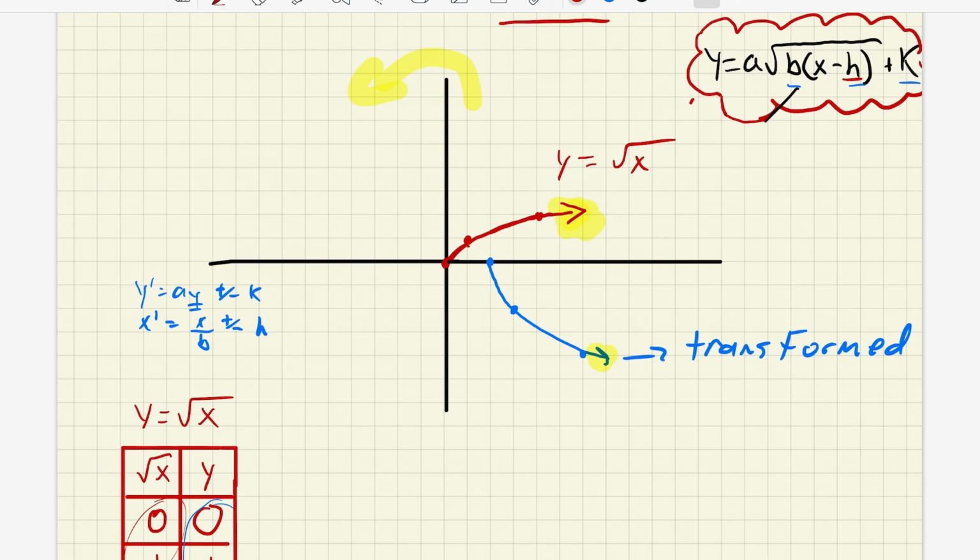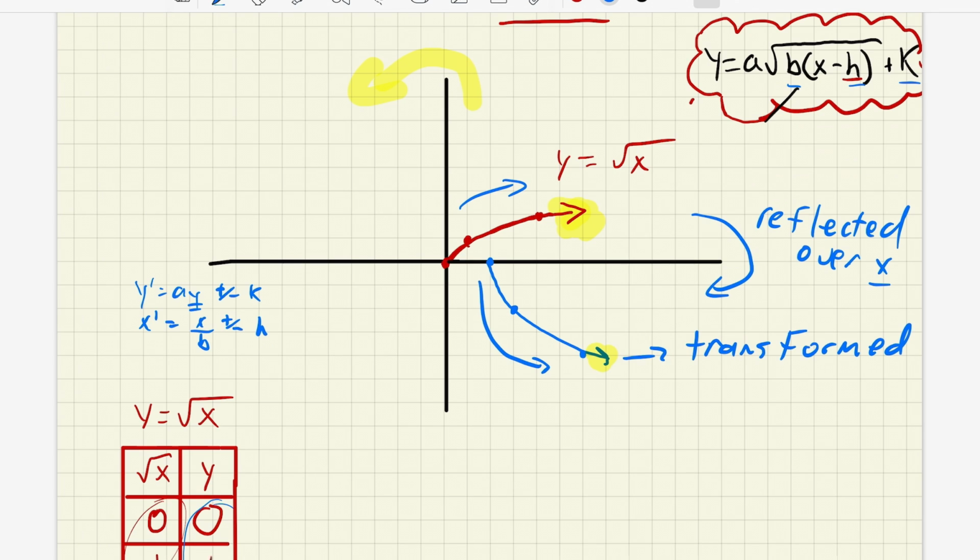What we can see over here is, first and foremost, that the graph has been reflected over the x. And it's not just because it's below the x. We can see that because this graph curves down, whereas the other one curved up. And so when that happens, you know that there's a reflection over the x. So what that tells us is that a has to be negative.